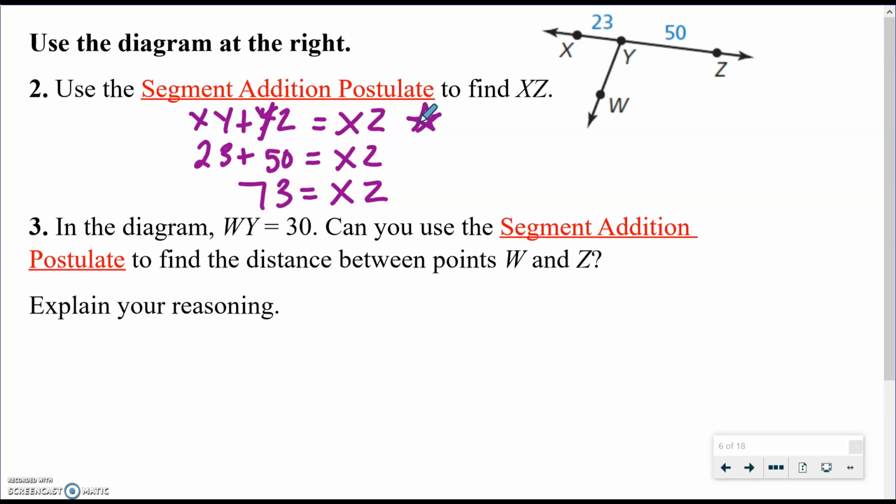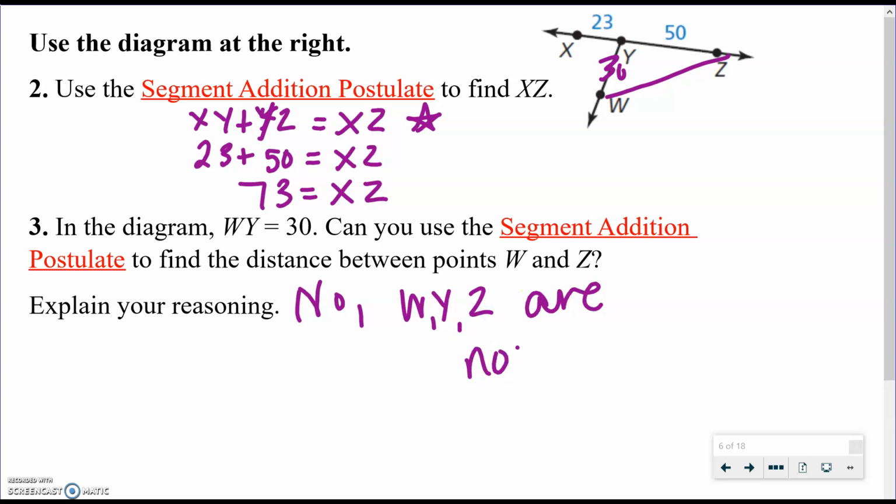So again, I always like to start by writing that first equation. Now, in the diagram, if we say that this is 30, the length of WY, can we use the segment addition postulate to find this length? And the answer to that is no, because W, Y, and Z are non-collinear. And the segment addition postulate only works for collinear points.